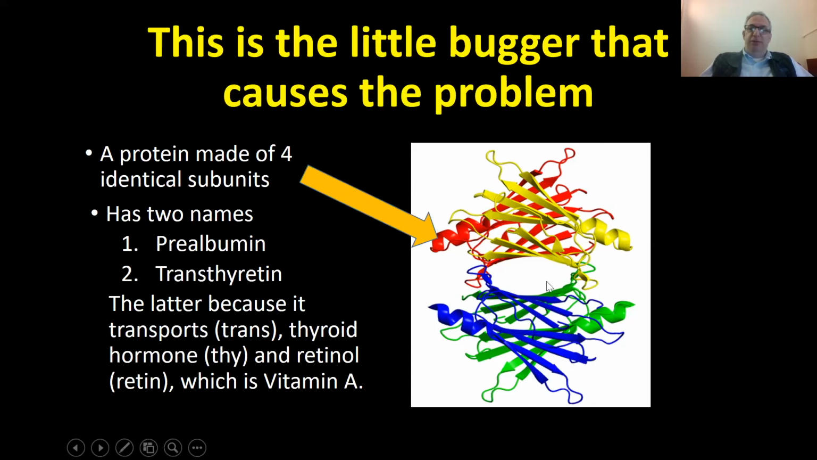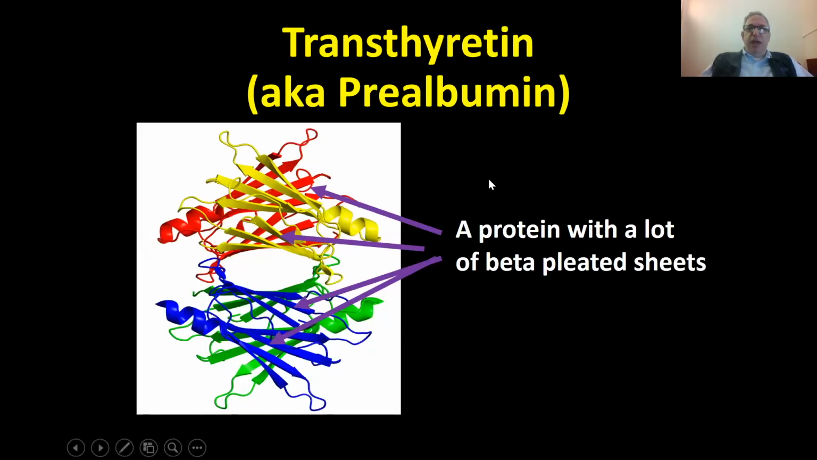So if you don't have this protein, you can't transport vitamin A to your tissues, and God forbid, if you had that problem for a long time, you could have vision trouble, because vitamin A is essential for night vision, for example.